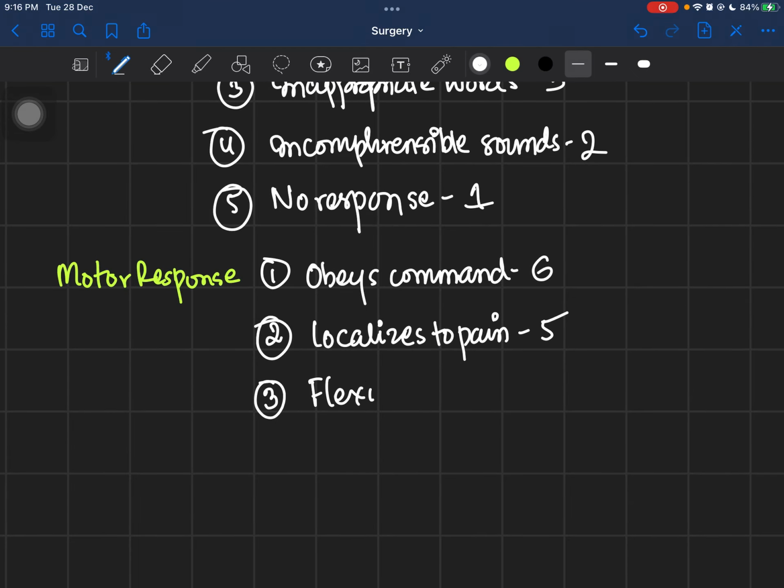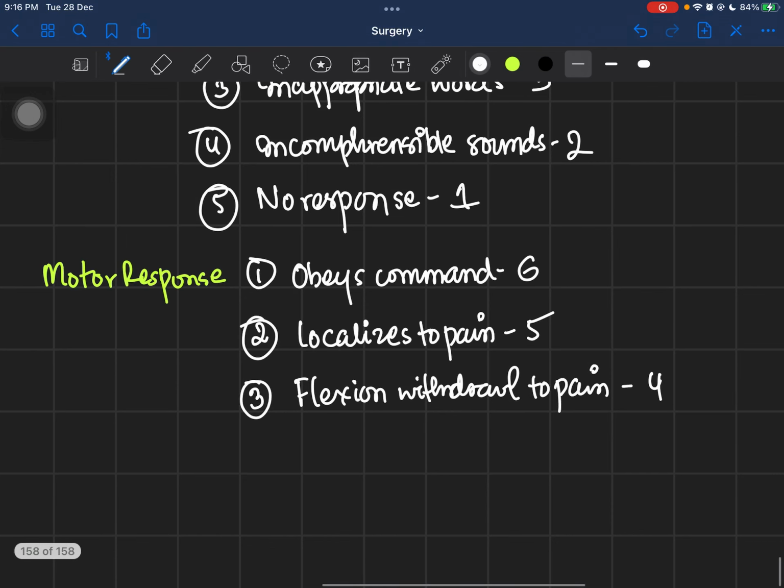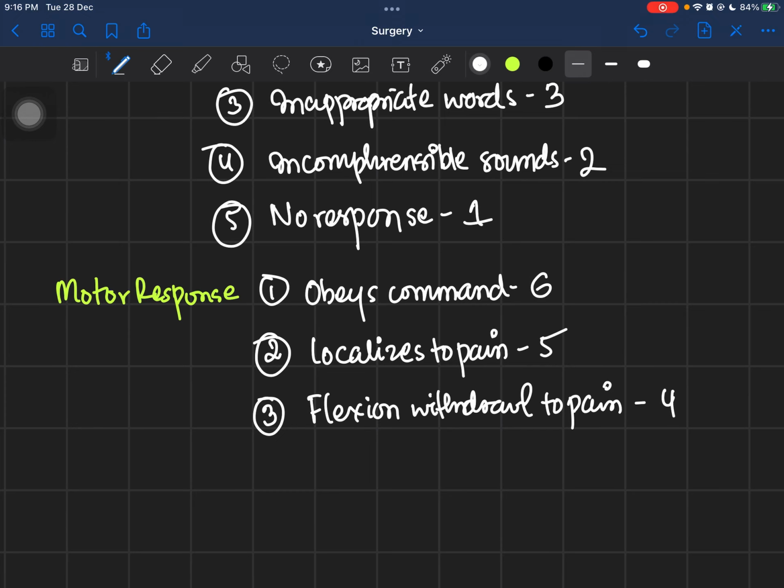Let's say the patient has a flexion withdrawal to pain. Now this is very important to understand. Okay, so what does flexion withdrawal to pain basically mean? You give a score of 4. So what does flexion withdrawal to pain mean? Basically, if you are providing a painful stimulus and the patient is flexing their limbs or bringing their limbs towards that painful stimulus and trying to push it away, that is known as localizing to pain. They are localizing to the painful stimulus. They are localizing to the site of the painful stimulus.